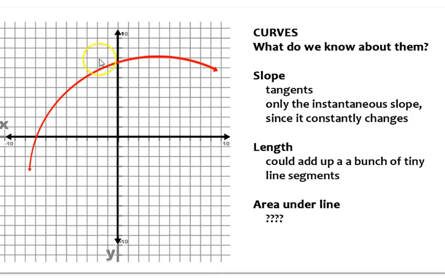Now, what about the length? How do I get the length of this curve? Well, I have to figure out some way of adding up tiny bits of the line. I could get a rope and measure along here and estimate, but how do I get the exact length of this line, maybe from x equals 8 to x equals -5? It's actually kind of difficult when you start to think about it.